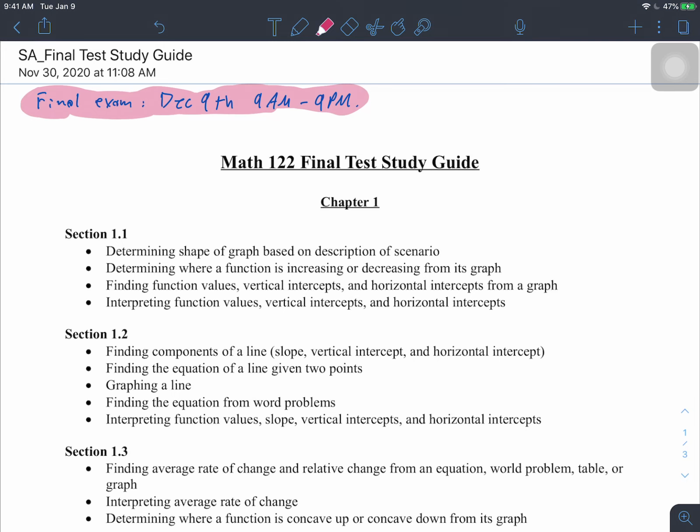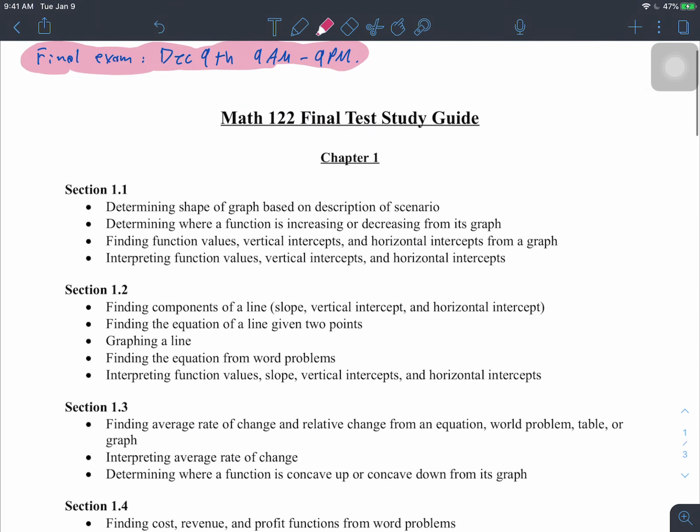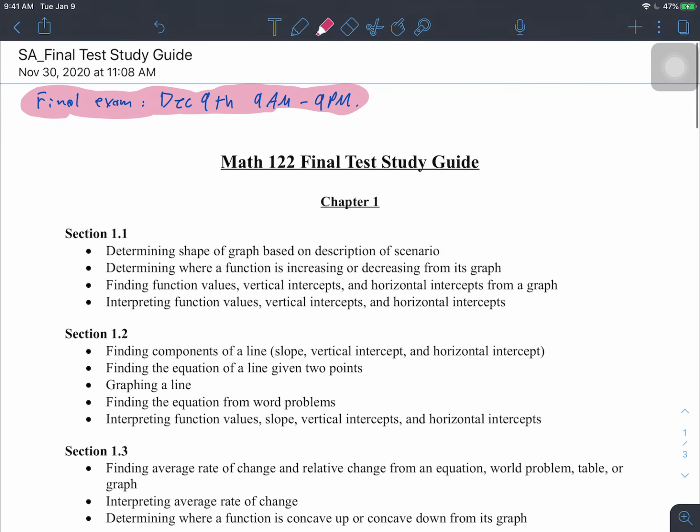Okay, so I think that's all I have to say about that. So let's jump into the material. This just goes down section by section, and we can talk about each of these things. So section 1.1, that was back when we were dealing with determining whether a graph is a function or not, determining whether a data set represents a function. And we had some work on determining the shape of the graph based on the description of a scenario. So taking a word problem and then drawing the graph of what's going on with some function which is implicit in this word problem.